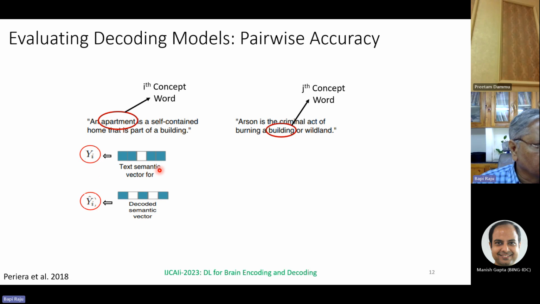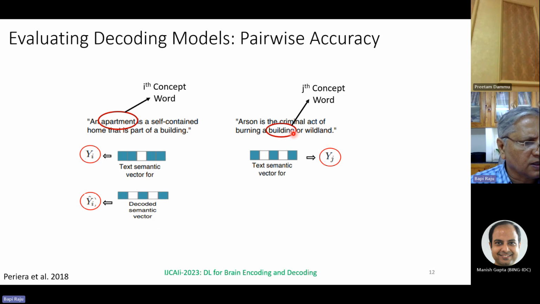So you actually predict the semantic vector representation coming from this decoding model, right? The model that we have built predicts this semantic vector. This is the original vector, the ground truth, and yi hat is the corresponding decoded semantic vector.